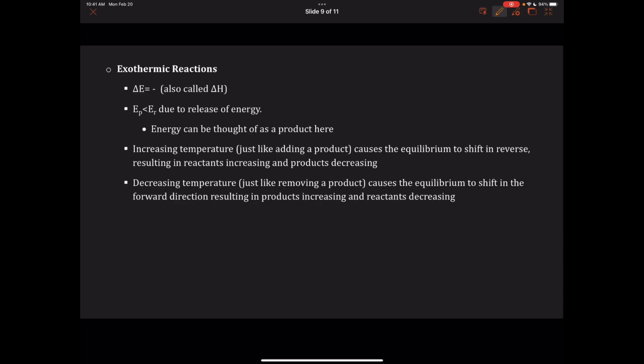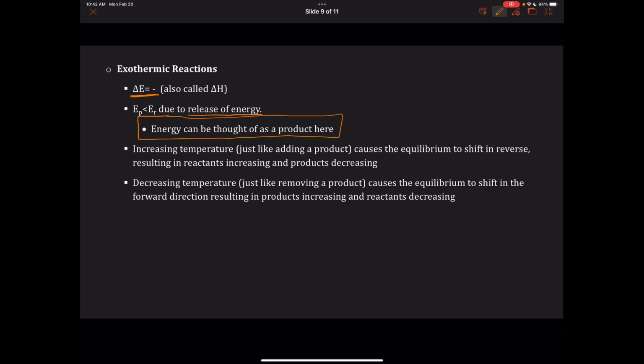If my reaction is exothermic, remember we can indicate exothermic with a negative energy change. That negative value means that we have an overall lowering of our energy. And so we're in a scenario where the energy of our products is less than the energy of the reactants we started with. And this is because we get an overall release of energy. So exothermic, we are releasing energy. If we're releasing that energy, we are producing it as part of that reaction. So that energy can be thought of as a product here.